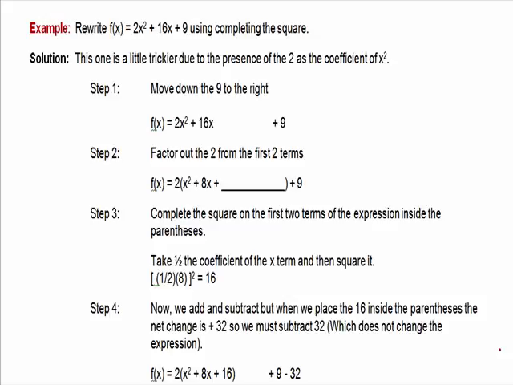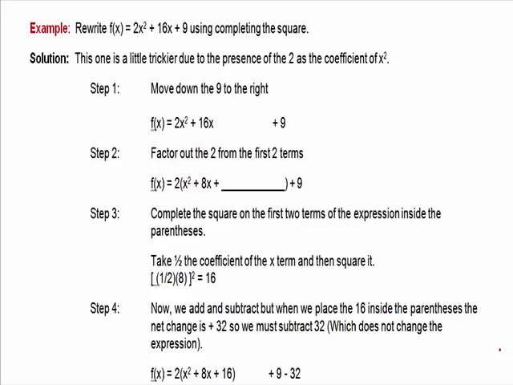Let's take a look at another example where I would like to rewrite a function using completing the square. So we're going to rewrite the function into vertex form. This time our function is f of x equals 2x squared plus 16x plus 9. This one's a little trickier due to the presence of the 2 as the coefficient of x squared.